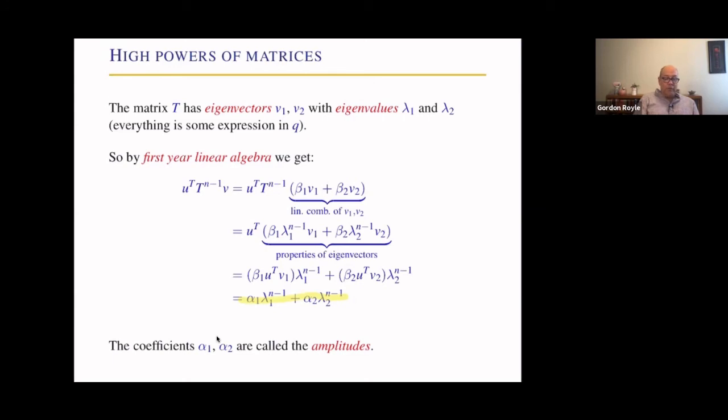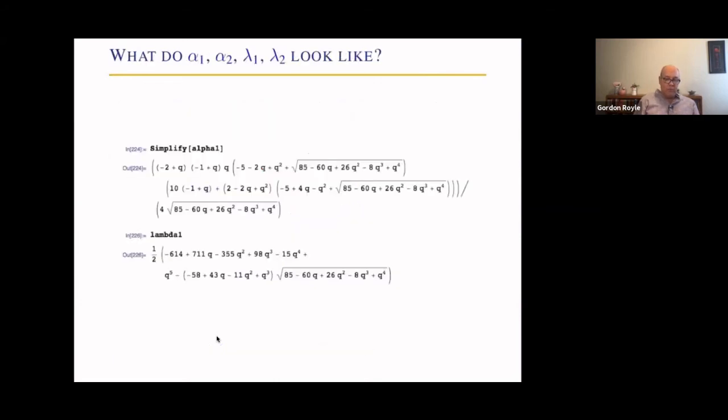Now, what happens when n gets very large? Well, obviously, the dominant eigenvalue will win. So all we need to understand to figure out how this behaves in the long term is to understand these alphas and lambdas. Well, here they are in this particular case. So this is the width 5 thing. I've simplified alpha 1. You should have seen it before it was simplified. And this is lambda 1. It looks pretty horrible, but it's actually fairly easy for Mathematica to manipulate.